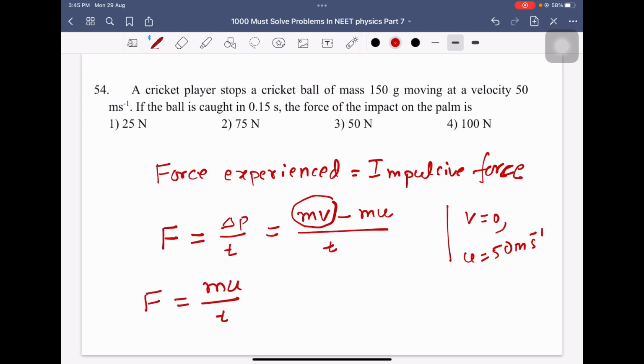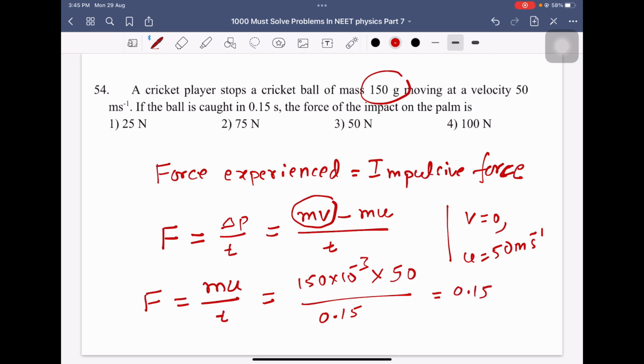So what is m? m is 150 gram, 150 into 10 to the power minus 3, into u. What is u? u is 50, divided by 0.15. So 150 into 10 to the power minus 3 means 0.15, into 50, divided by 0.15. So 0.15 and 0.15 get cancelled. So F is equal to 50 Newton. The force of the impact on the palm is 50 Newton.